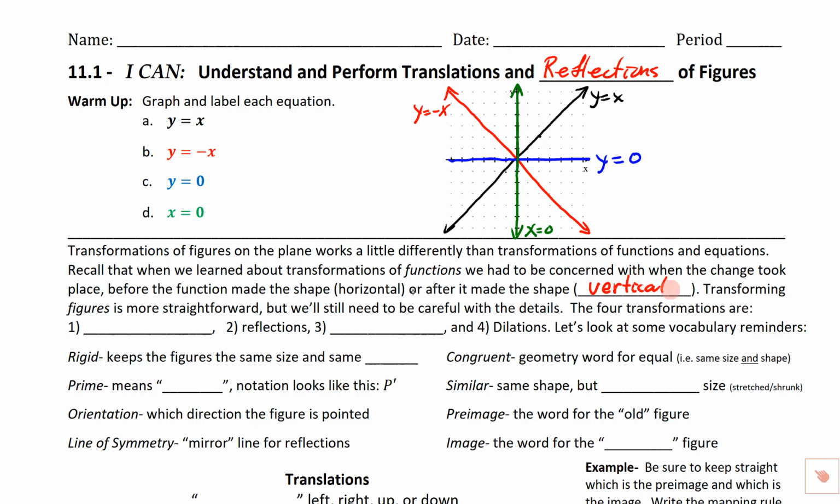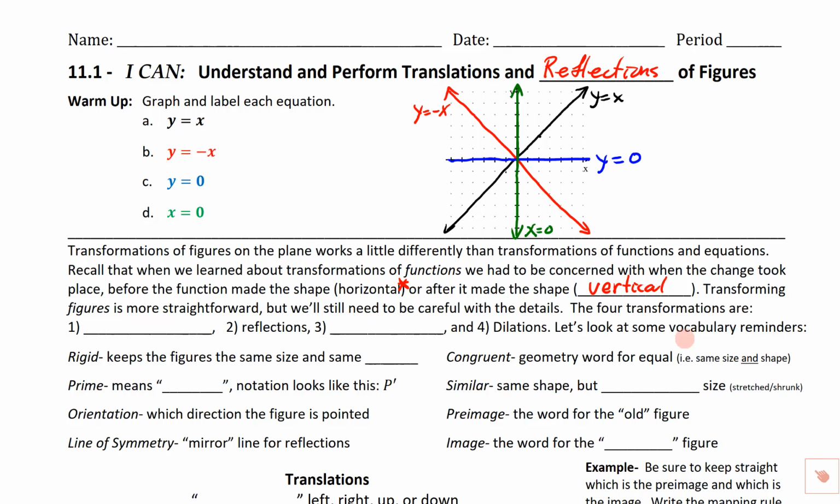Now, I'm going to come back here and I'm going to put a little asterisk by horizontal, because when we were dealing with functions, it did the opposite of what you'd think. And this is one of the major differences with transformations of figures. All of the things that we talk about in terms of the x direction and the y direction, they are going to do exactly what we think. And that's the major difference between transforming functions and transforming figures. So transforming figures is more straightforward, but we're still going to need to be careful with the details.